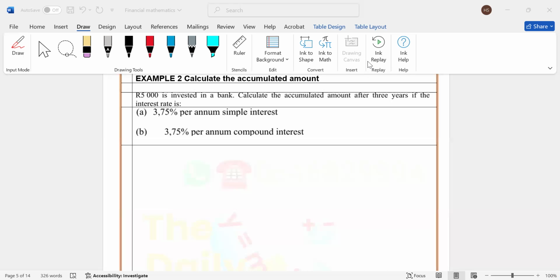So after 3 years, now we're going to the interest rate. The interest rate can be quoted in 2 ways. And then our job will be to find out which formula we are going to use. They're not going to give it to you, which is simple interest or compound interest. So they say the interest rate is 3.75% per annum.